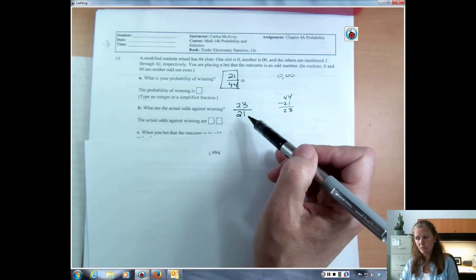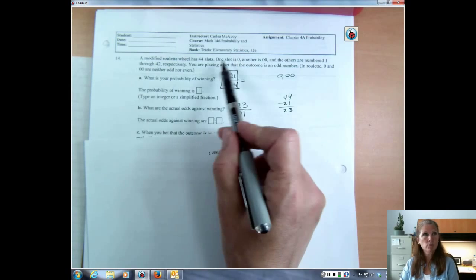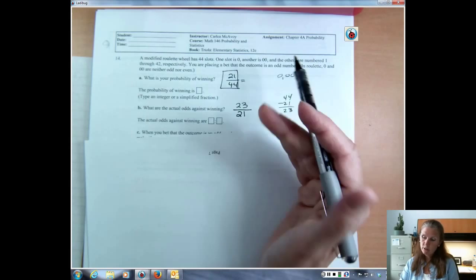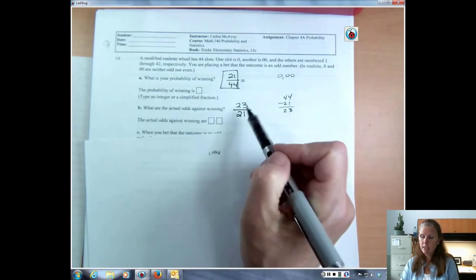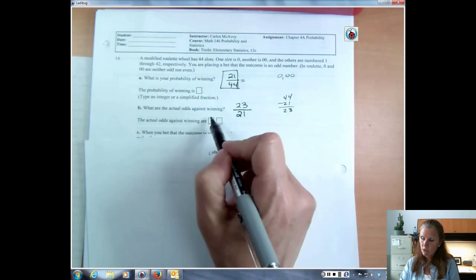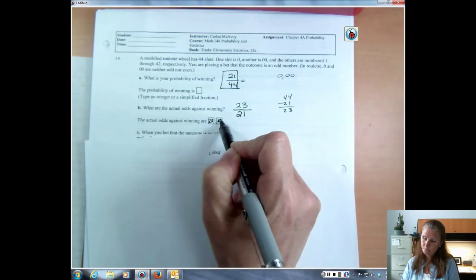So it's in the house's favor by adding the 0 and the 00. Tricky, huh? If they had just left it as normal, you'd have half a chance of winning, half of losing. But they have increased it, so now they have a little better chance. So that'd be 23 to 21.